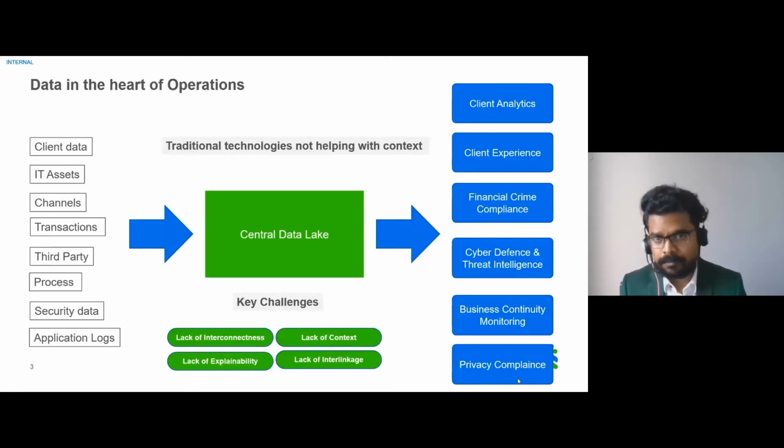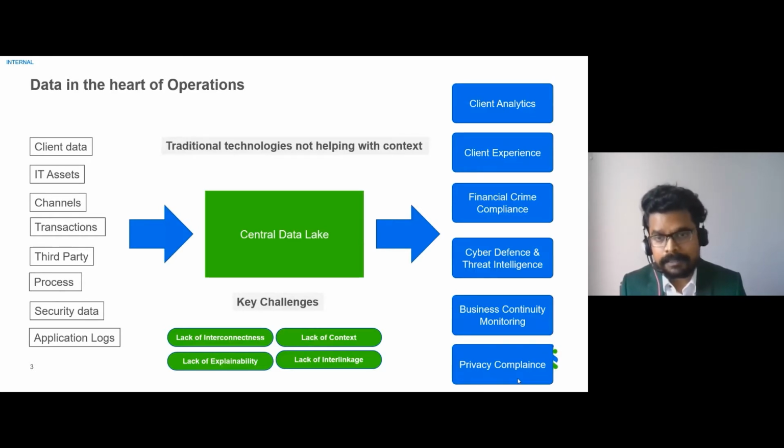And of course, we as a bank are regulated, and we need to prevent any financial crime, and we need to be absolutely compliant to various regulations in various countries. So we also leverage data to do that. And of course, like I mentioned, one of our key objectives is cyber security.